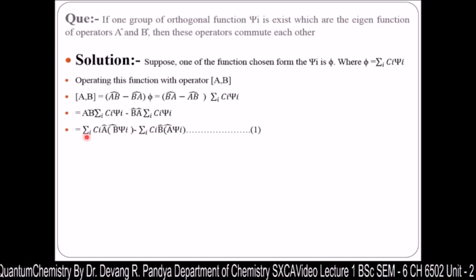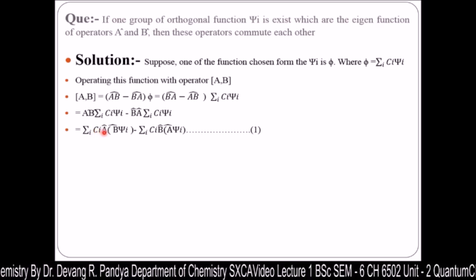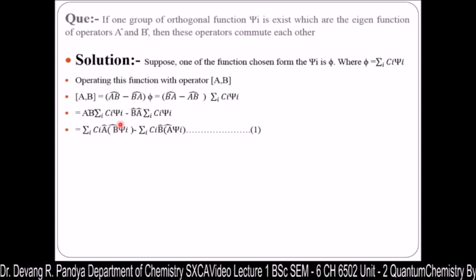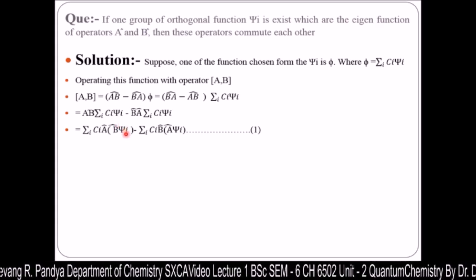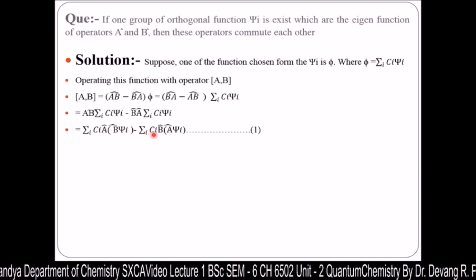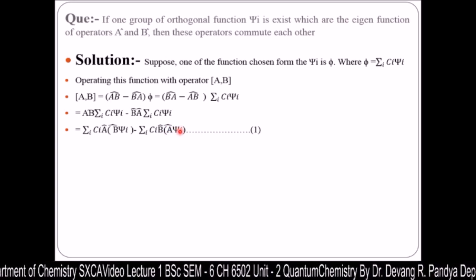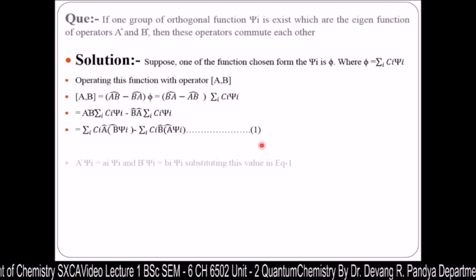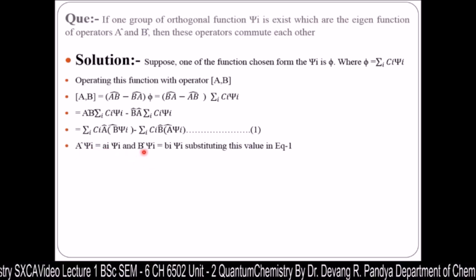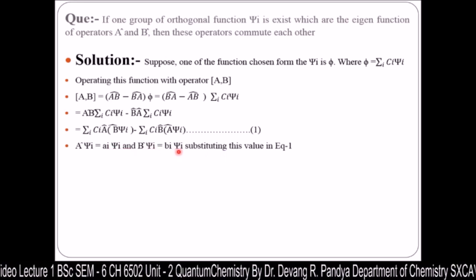Now sigma I Ci is a constant value. Operator A is kept outside and operator B first operates on psi I. So minus sigma I Ci, now B is kept outside and operator A operates on psi I. That is our equation number 1. A psi I is equal to Ai psi I and B psi I is equal to Bi psi I. That is the eigenvalue condition.